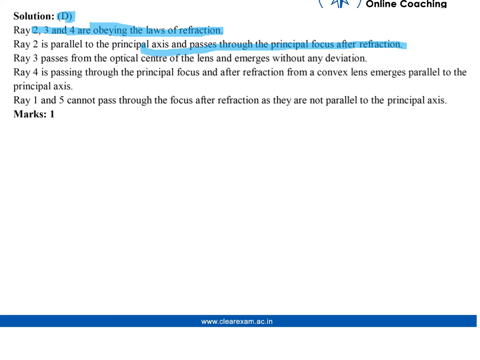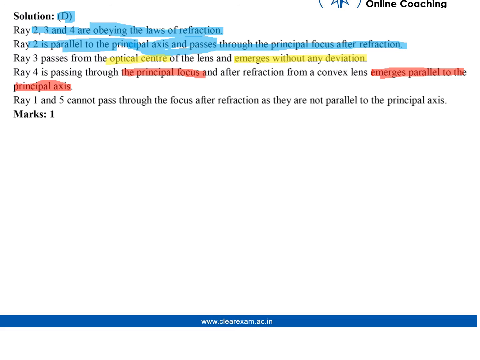Okay, let me highlight it for you. Okay, let me choose another color. Then ray 3 passes through the optical center of the lens and emerges without any deviation. Then third, ray 4 is passing through the principal focus and after refraction from a convex lens emerges parallel to the principal axis.